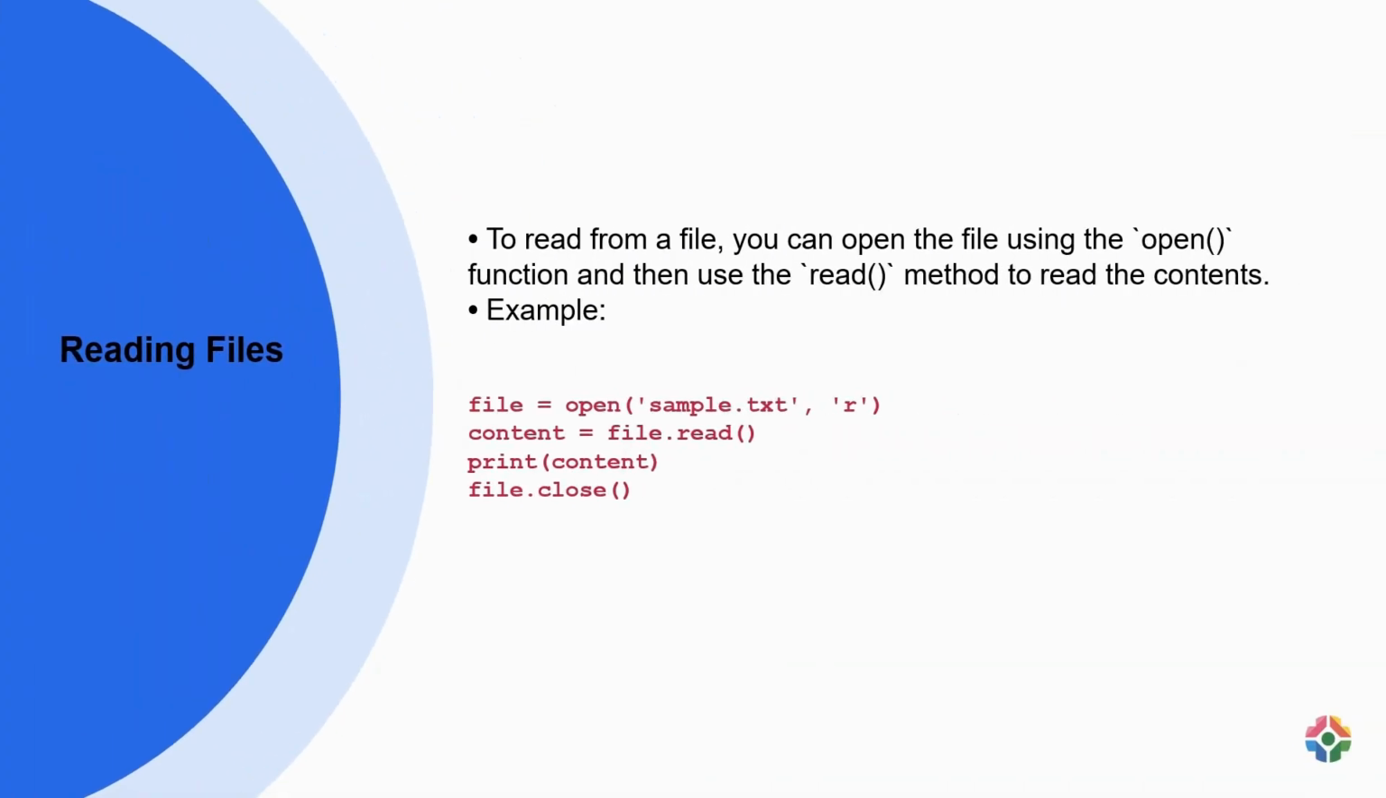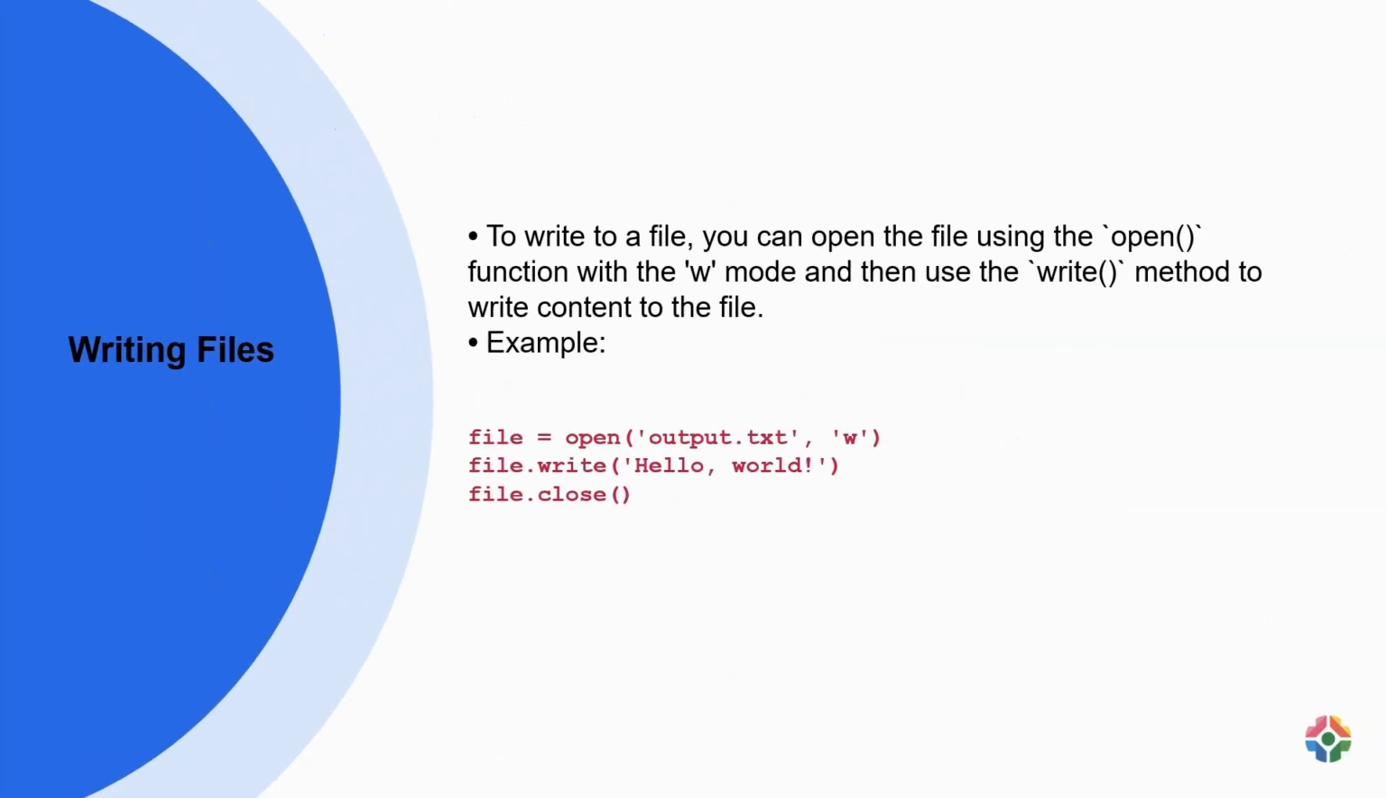To read from a file in Python, you first use the open function to open the file in read mode. This function returns a file object. You can then use the read method on this file object to read the contents of the file and store it in a variable. Remember to close the file using the close method when you're done to free up system resources. For example, if you have a file named sample.txt containing text, you can open it using open sample.txt, r. Read its contents with file.read and then print or process the content. Finally, don't forget to close the file with file.close to release system resources.